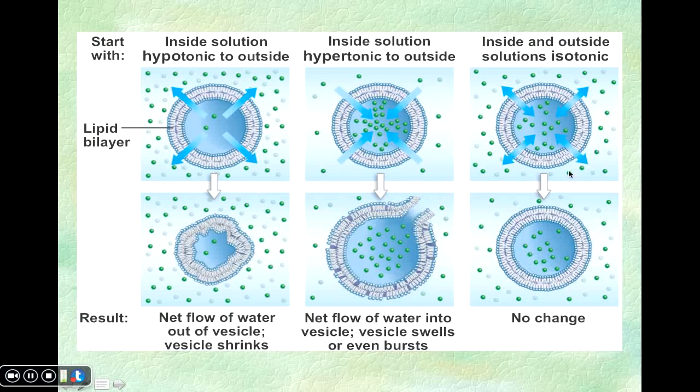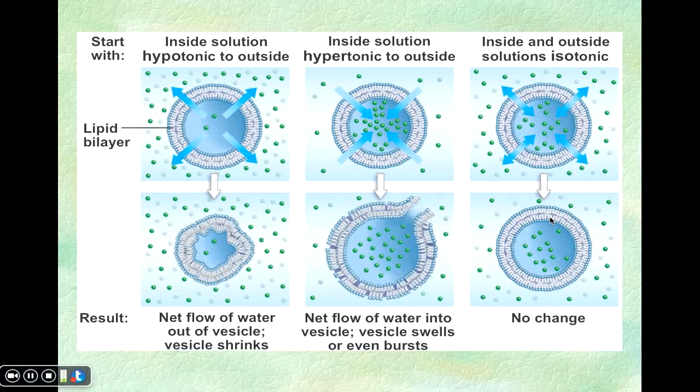So first of all, focus on the far right. So we see a cell, notice the phospholipid bilayer membrane there, and some surrounding solution. And let's say again on the far right, the concentration of solutes, illustrated by the green spheres, is pretty much the same inside the cell as well as in the surrounding environment. So this is an isotonic situation.